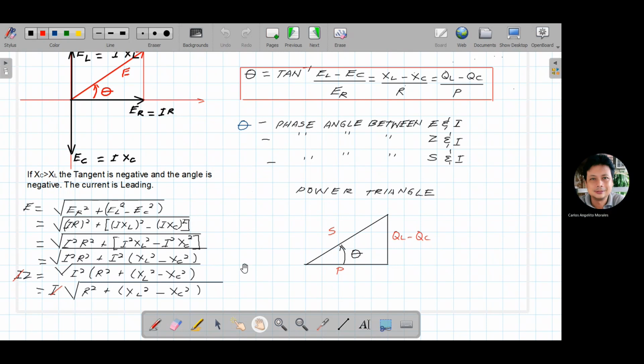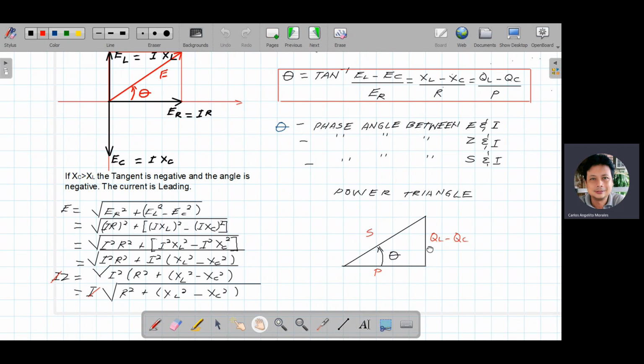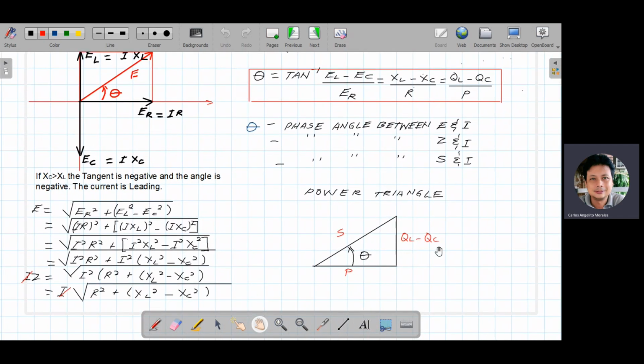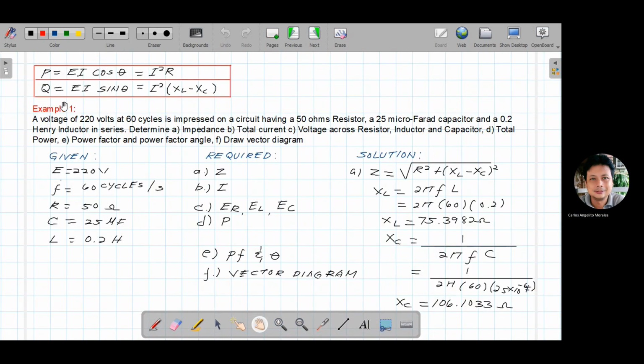So ito yung power triangle natin. Yung true power, makikita mo yan sa circuit na nakaparallel mismo sa resistor. Yung reactive power, which is whether inductive or capacitive, sa capacitance yan at saka sa inductance. At ito nandito, ito yung total. Ang tawag dito sa S ay apparent power. So power is EI cosine theta or it's given by I squared R. Reactive power is EI sine theta or I squared times XL minus XC.